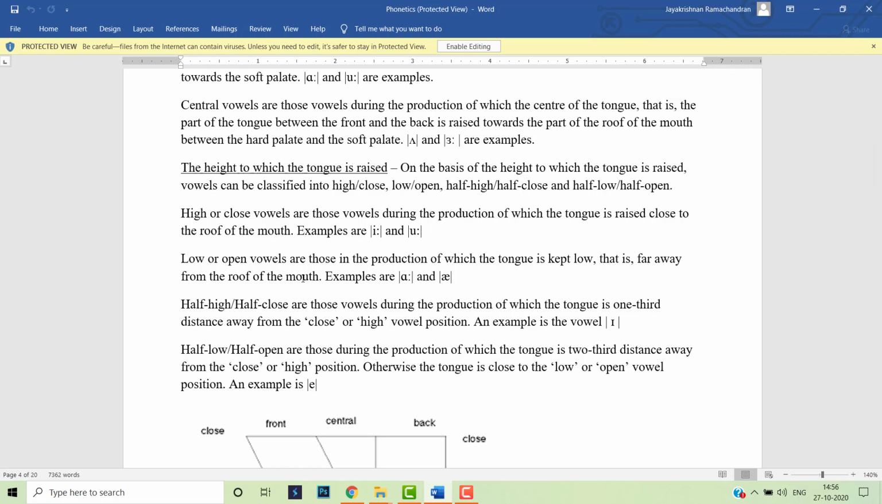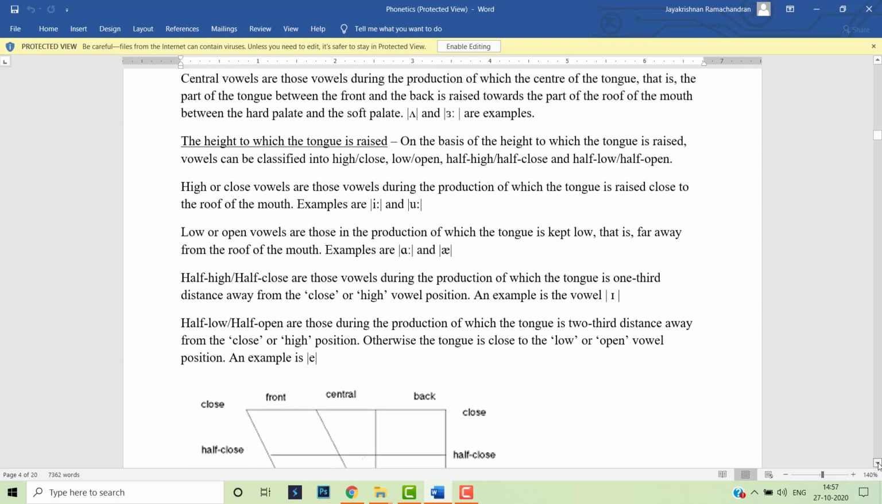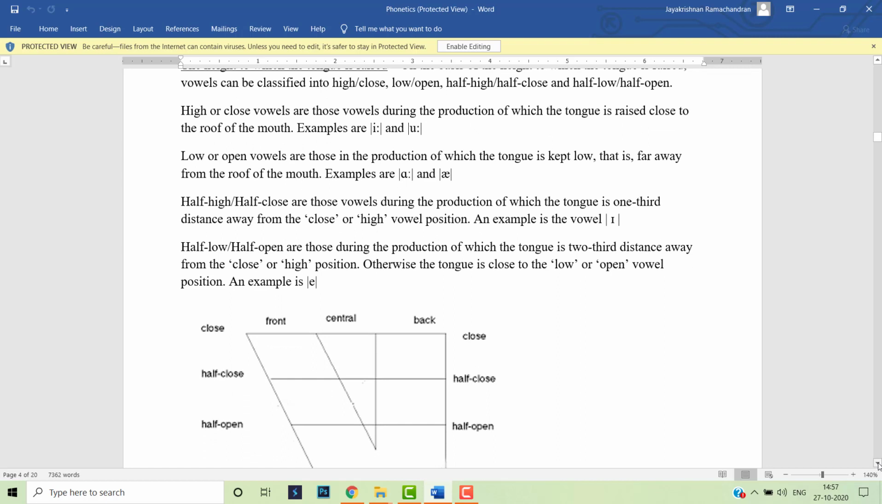ഓക്കെ, കാര്യം മനസ്സിലായോ? So half low or half open vowels are those vowels during the production of which the tongue will be 2/3 distance away from high, or 1/3 distance higher than low. Okay, so clear aano? So it is 2/3 distance away from close or high position, otherwise the tongue is close to low or open vowel position. Okay, but ഈ പറഞ്ഞതുപോലെ നമ്മൾ ഈ ഒരു കണക്ക് വെച്ച് പറയുകയാണെങ്കിൽ, ലോ അല്ലെങ്കിൽ ഓപ്പൺ പൊസിഷനിൽ നിന്ന് it will be 1/3 ഹയർ. ഓക്കെ, 1/3 ഹയർ.